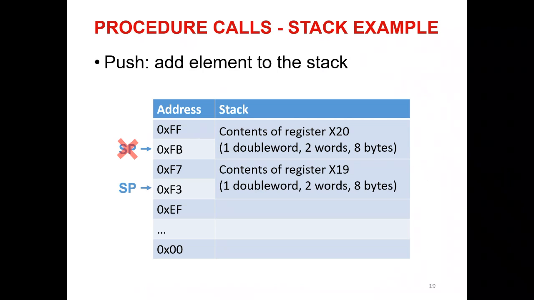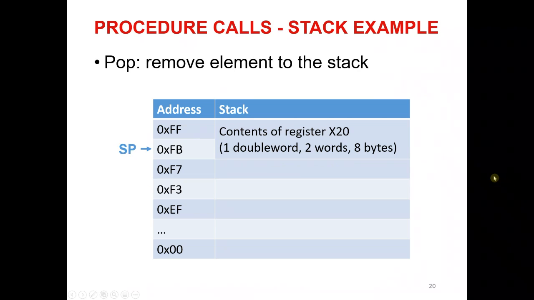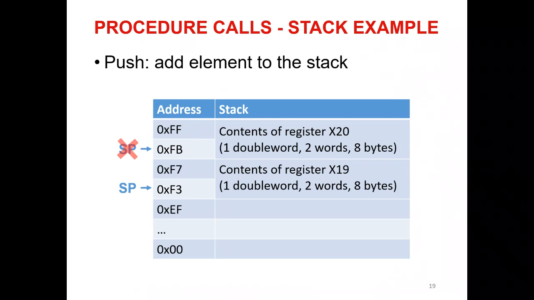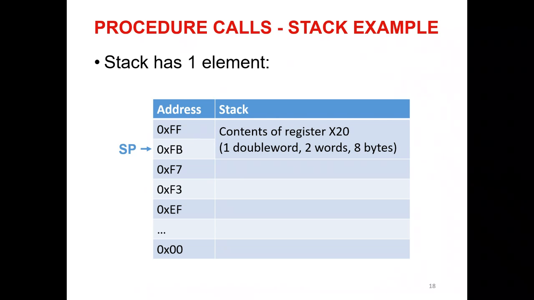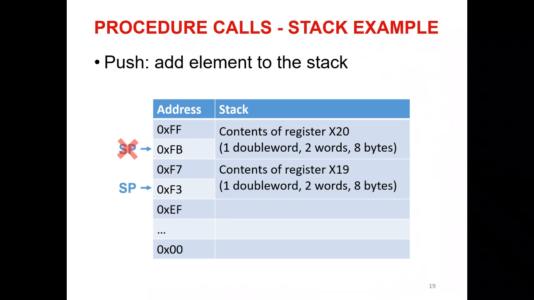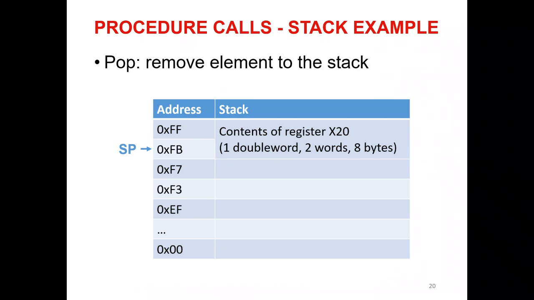Okay. And then imagine that I want to remove this register, x19. I don't need it anymore. So for removing it, I just put the stack pointer to the address of the previous register, which was x20. So initially I have register 20, then I have added register 19 and updated the stack pointer, and after that I have removed register 19 and the stack pointer was restored.